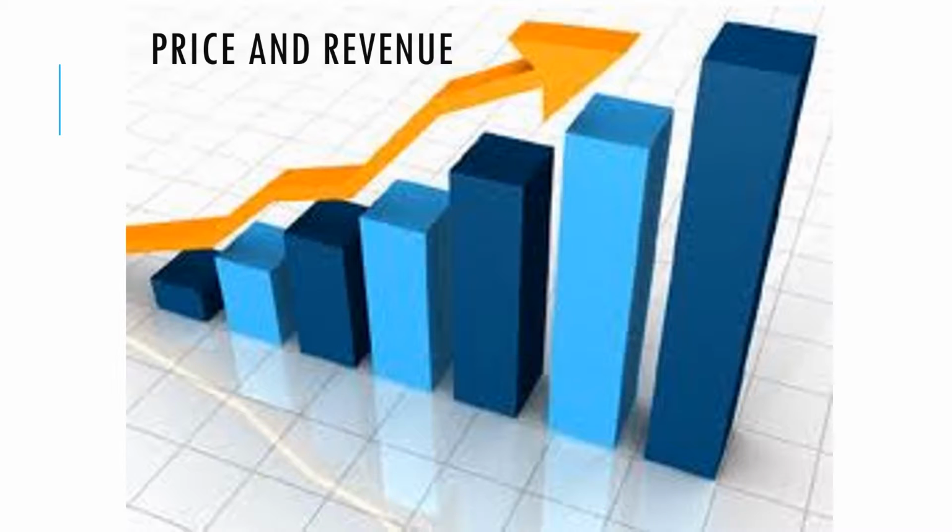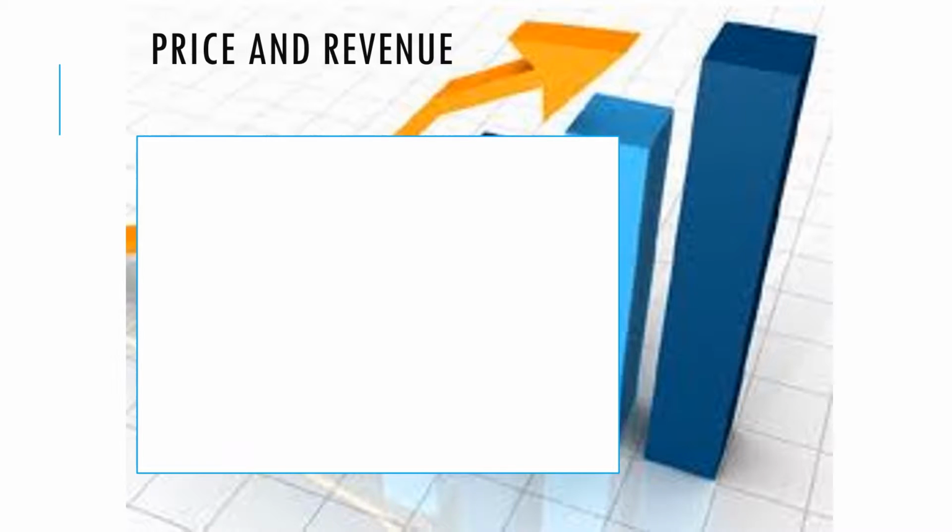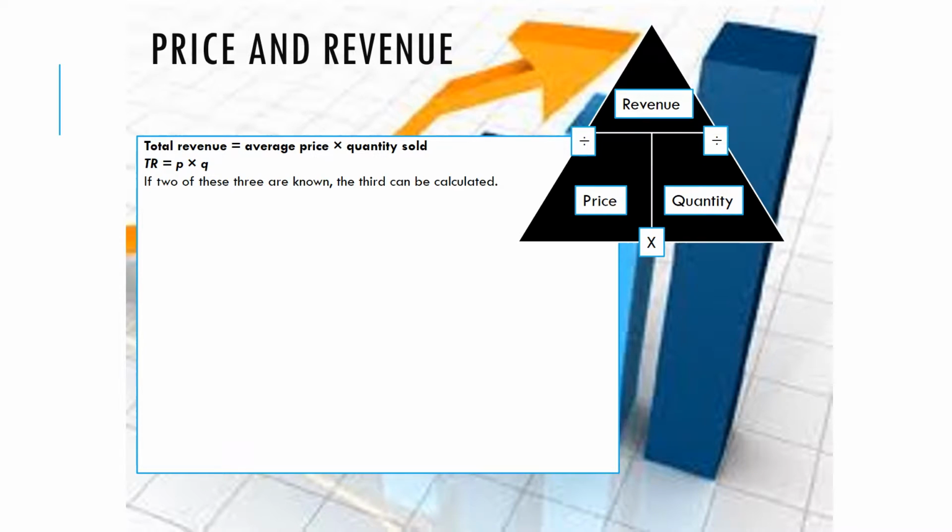Okay, so money coming into the business is revenue. How do we go about calculating revenue? Well, we can work out how much money the business has received by using this formula. And I would definitely take this formula down. Total revenue equals average price times quantity sold. And we can use this triangle on the right hand side to work out revenue, but we can also use it to work out price and quantity.